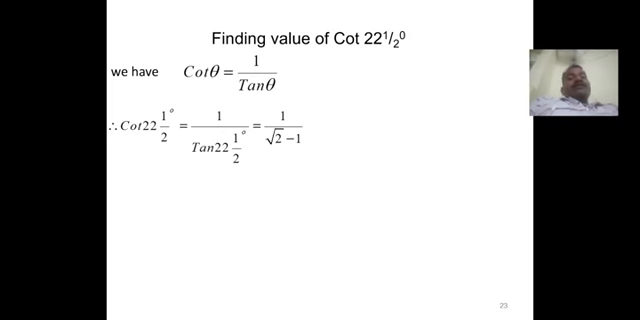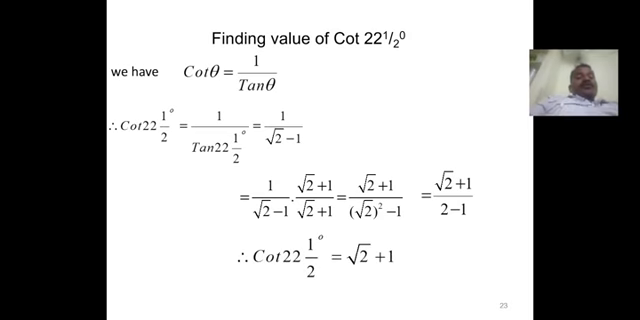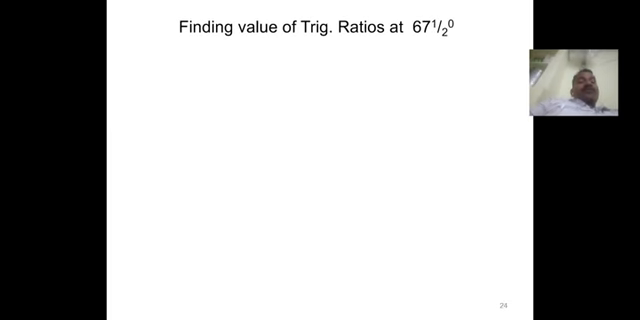By rationalizing the root 2 minus 1, the rationalizing factor is root 2 plus 1. Multiply and divide with root 2 plus 1, then you can get it as root 2 plus 1. So cot 22 and a half value is root 2 plus 1. Therefore, with the help of these 22 and a half values, we can find 67 and a half.